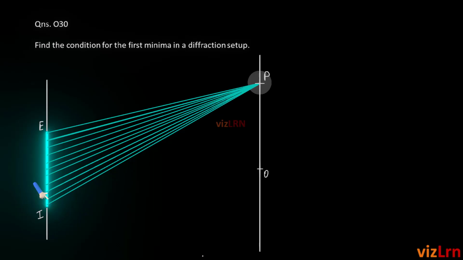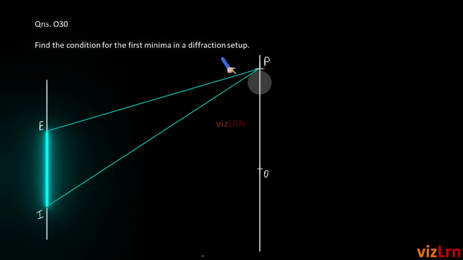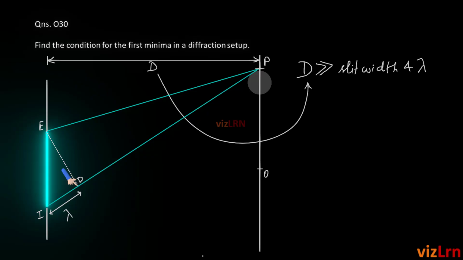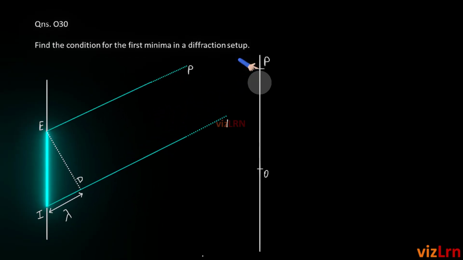sources on EI. Now let us take the point P such that the rays from the ends of the slit, that is E and I, to P, that is rays EP and IP, have a path difference of lambda, that is length ID here is equal to lambda. Now do note that the distance of screen here is much larger than the slit width and wavelength of light. So we can take these rays EP and IP as nearly parallel.